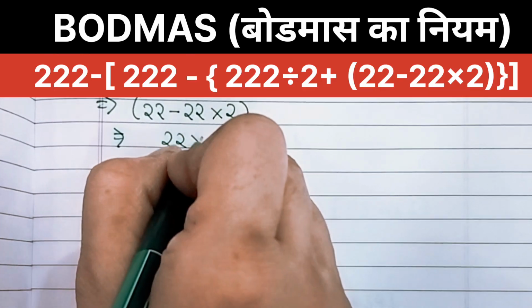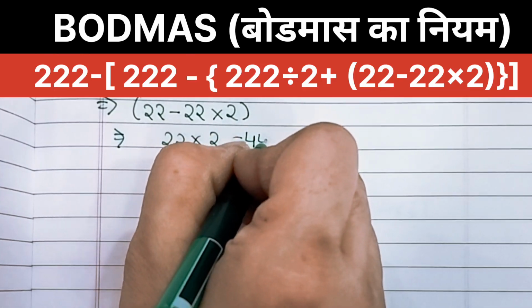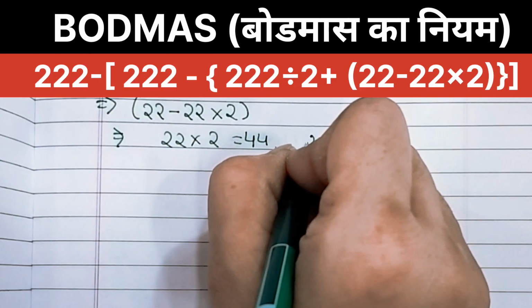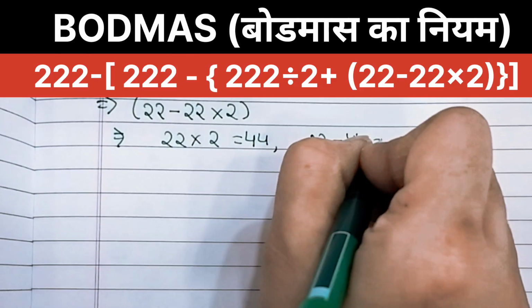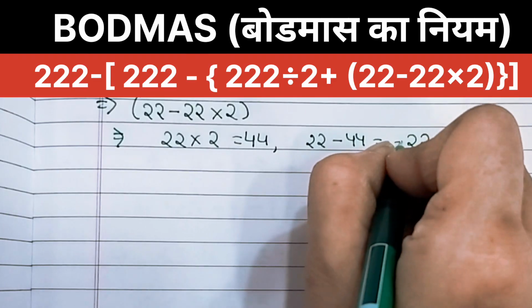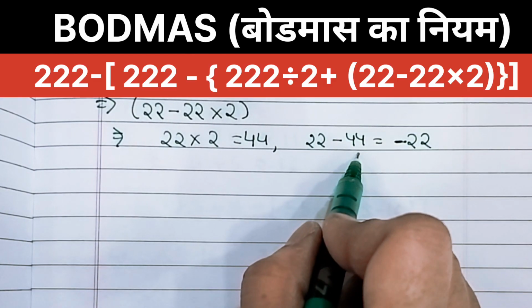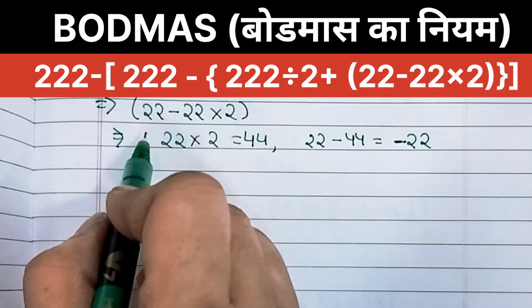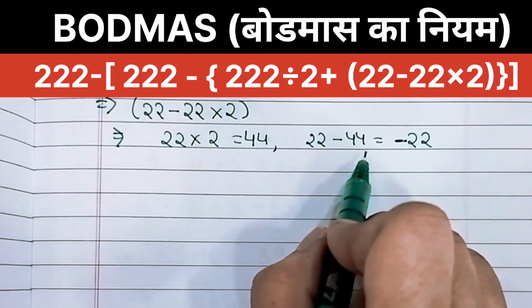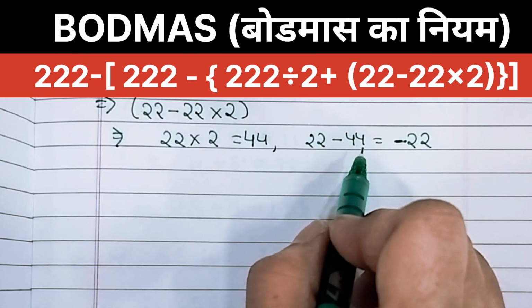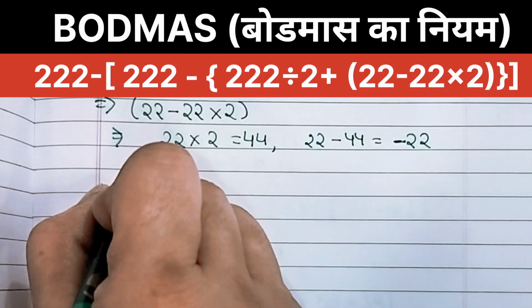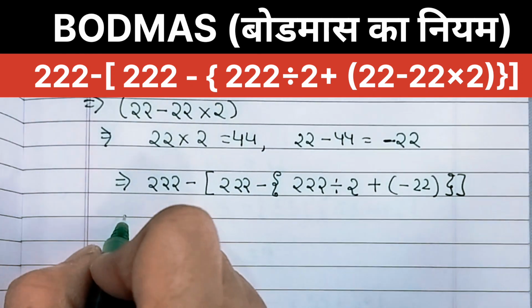So 22 multiply by 2 you will get 44, and after subtracting the values, 22 minus 44, you will get 22. But the answer is negative because the larger digit has a negative sign. Now in step 1 we simplify the smallest bracket first to reduce the overall complexity. Now the result becomes the expression, now step 2.